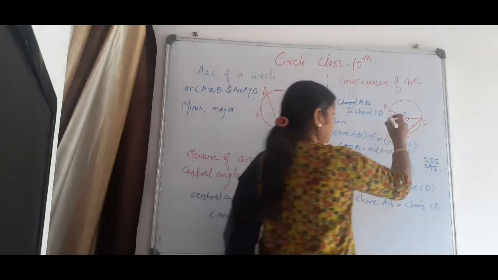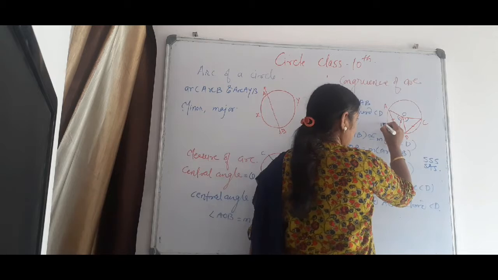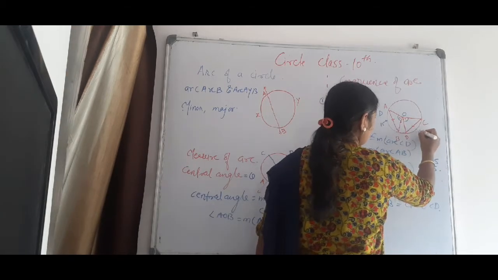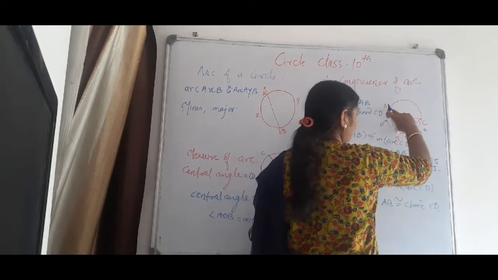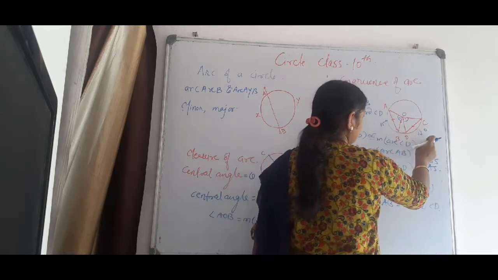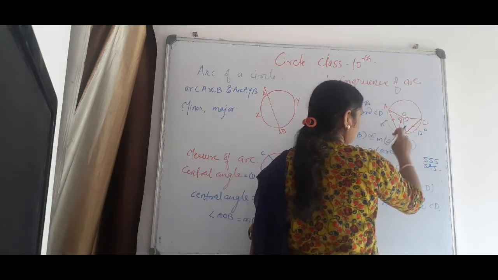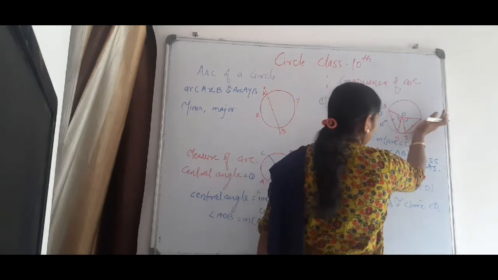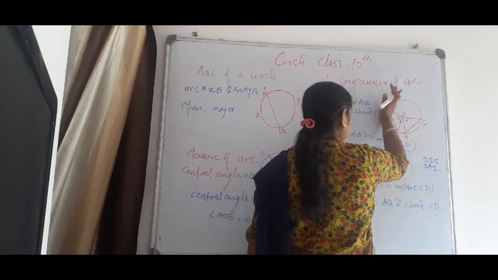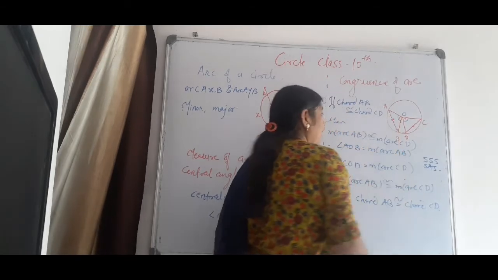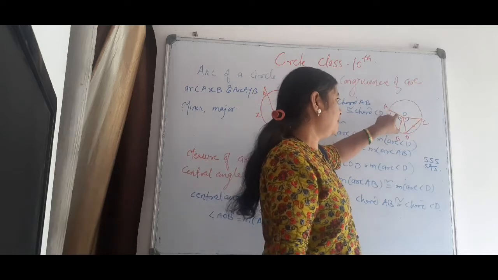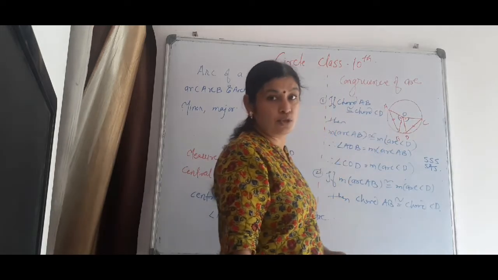Means if AB is 15 and CD is also 15. If the chords are equal, then the measures are also equal. Now it is 15, therefore AOB is also 15, COD is also 15. The measure of the corresponding arc is equal to the measure of the central angle, and if the chords are equal, then arcs are also equal and corresponding central angles are also equal.